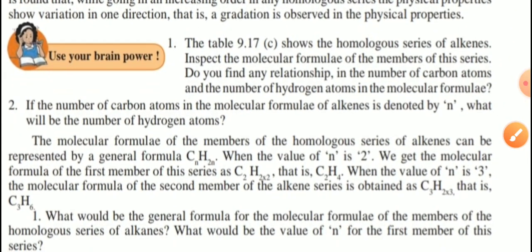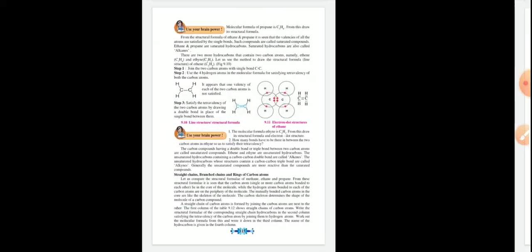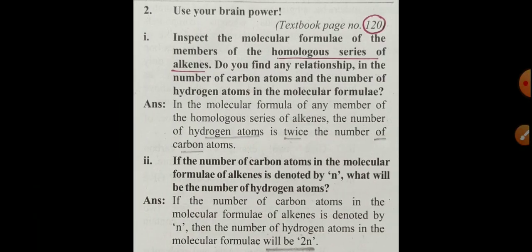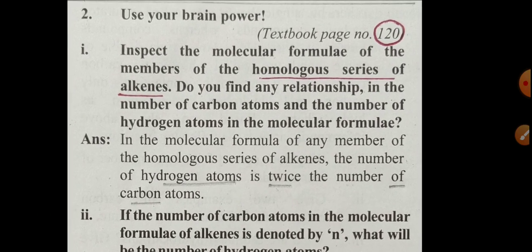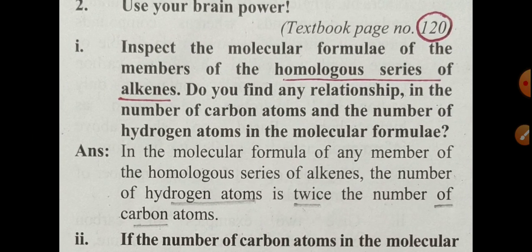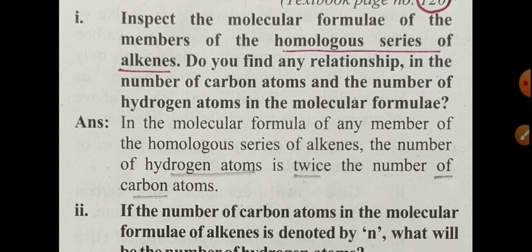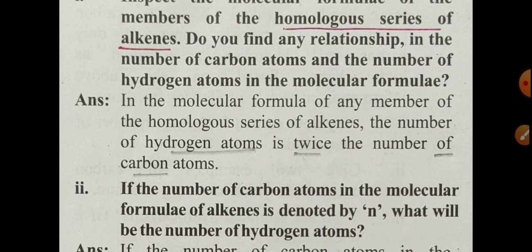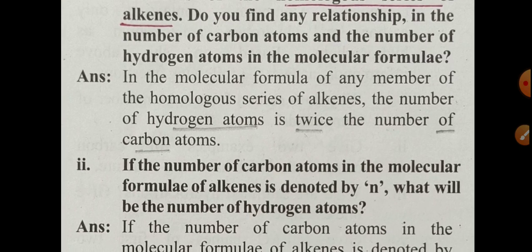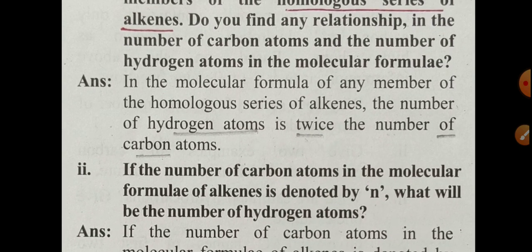Next. Now use your brain power. Two questions are given for us. I will show the answer of these two questions on one separate paper. So the first question is given here on page number 120. Check that. Now inspect the molecular formula of the members of the homologous series of alkene.